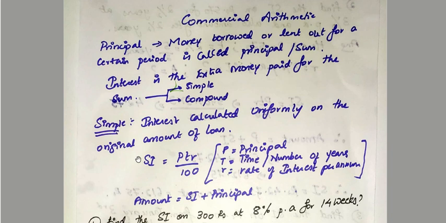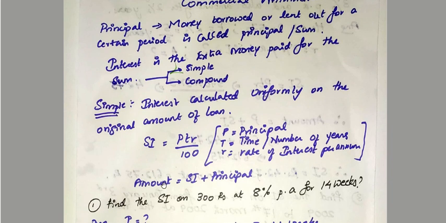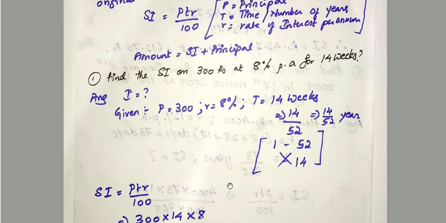Hence, the three factors considered in your simple interest calculation are your principal, time, and rate of interest. So the formula for calculating the simple interest is equal to PTR by 100. PTR is nothing but principal, time into rate of interest, divided by 100. The amount, or the repayment amount, is equal to the simple interest plus the principal amount. So let us look into our first question.